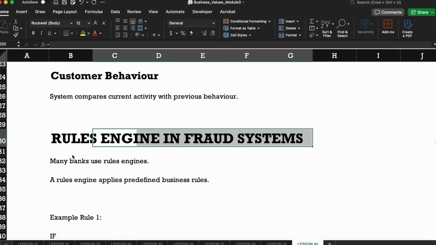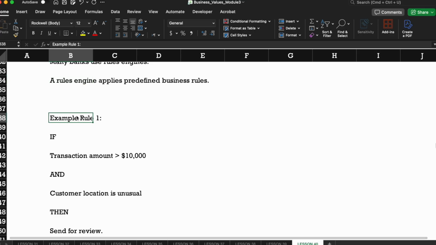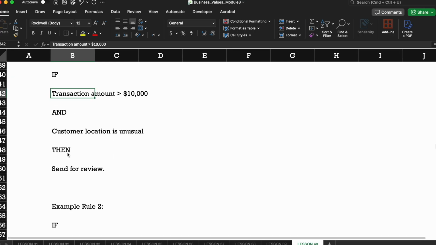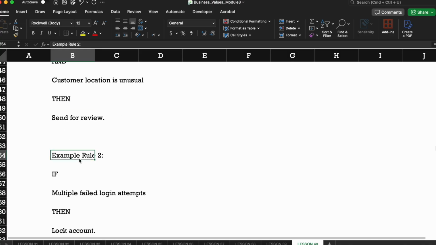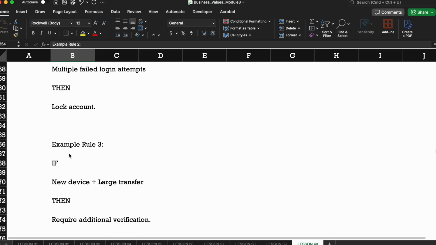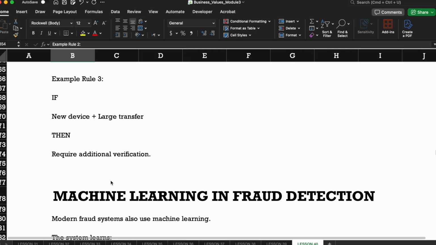Rules engine in fraud system. Many banks use rules engines. A rules engine applies predefined business rules. Example: if transaction amount is greater than 10,000 and the customer behavior is unusual, then send for review. Rule number 2: if multiple failed login attempts, then lock account. Rule number 3: if new device and large transfer, then require additional verification.